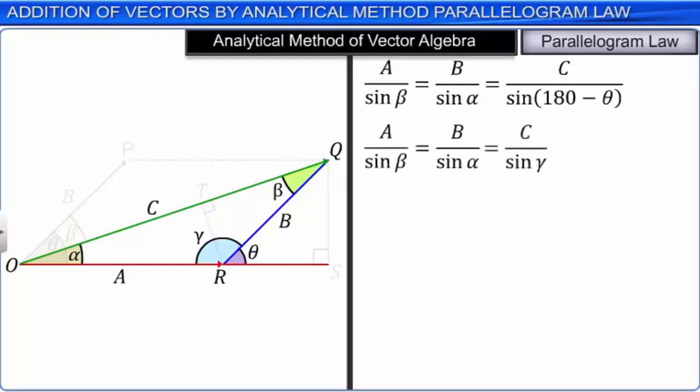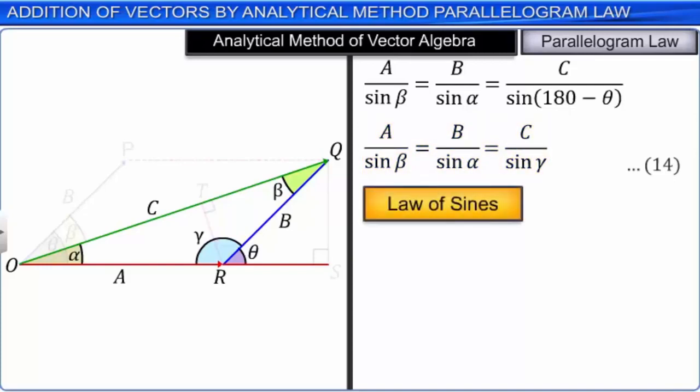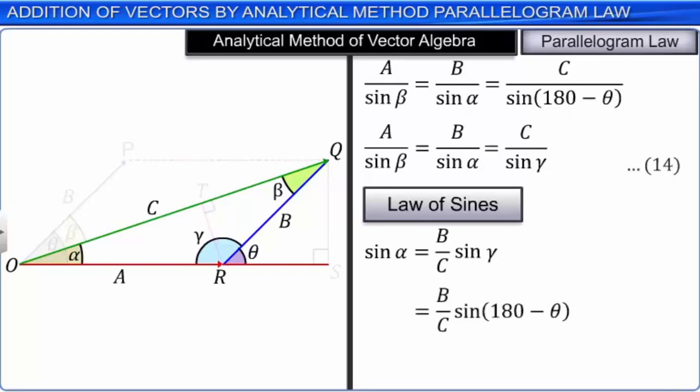From equation 14, we can write sin alpha is equal to B by C into sin gamma, which is equal to B by C into sin (180 minus theta). And finally, we can write sin alpha is equal to B by C into sin theta. Let this be equation 15. From this equation, we can find the direction of the resultant vector C.